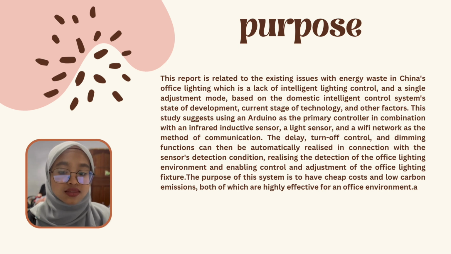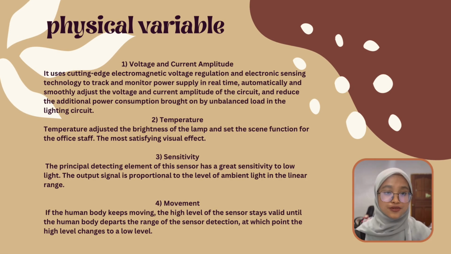The delay, turn-off control, and dimming functions can then be automatically realized in connection with the sensor's detection condition, realizing the detection of the office lighting environment and enabling control and adjustment of the office lighting fixture. The purpose of the system is to have cheap costs and low carbon emissions, both of which are highly effective for an office environment. Next, we move to another slide.